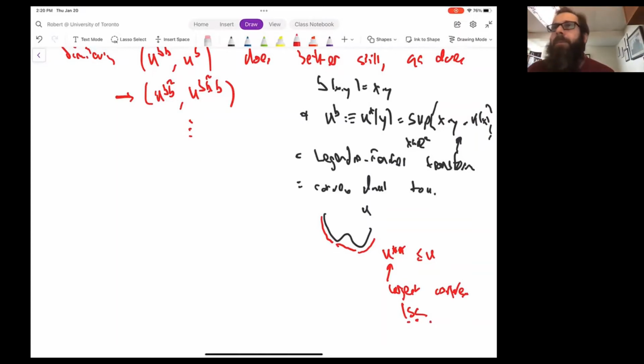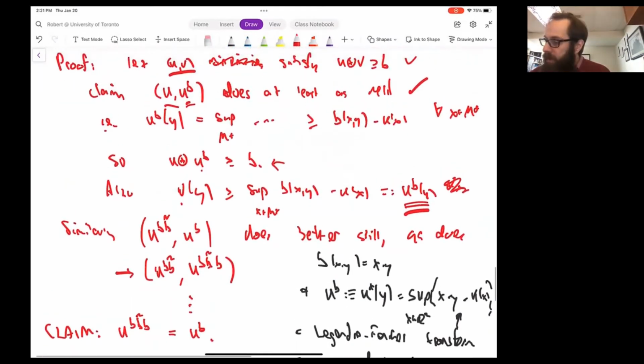And something similar is happening with these general functions B. And so my claim is that U B tilde B agrees with UB. So the process terminates. And the proof is actually relatively simple. So there are 2 steps to the proof.